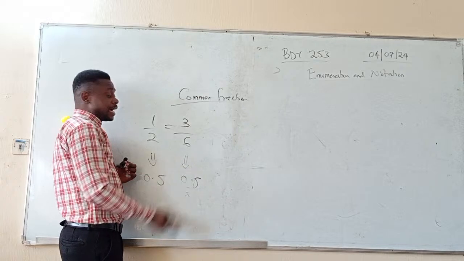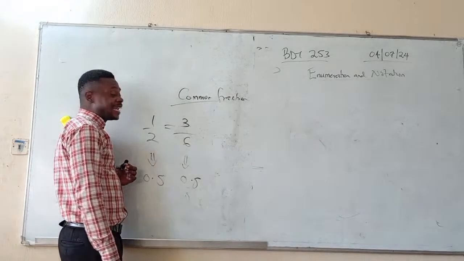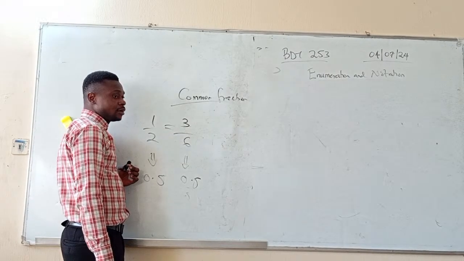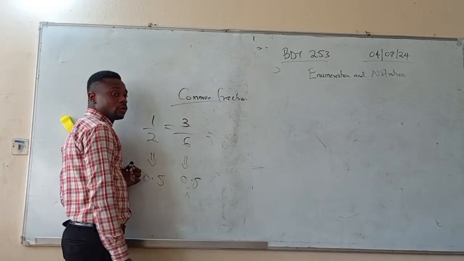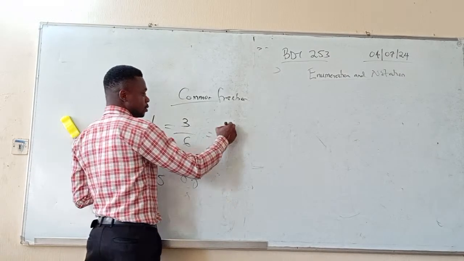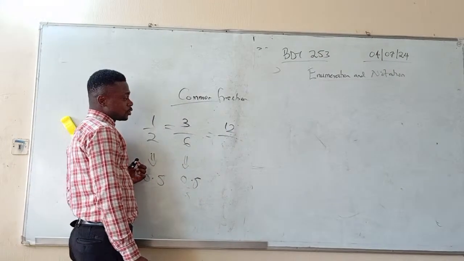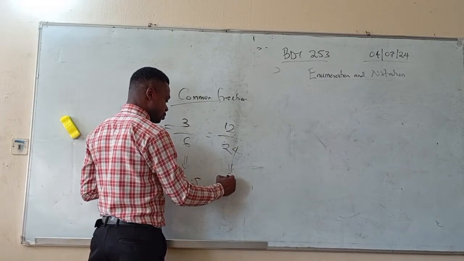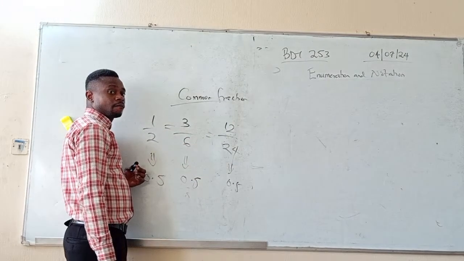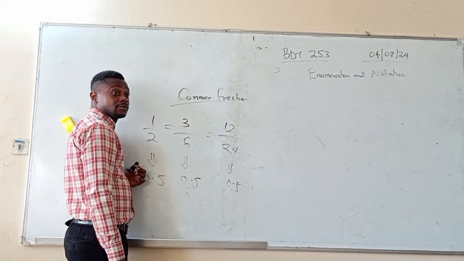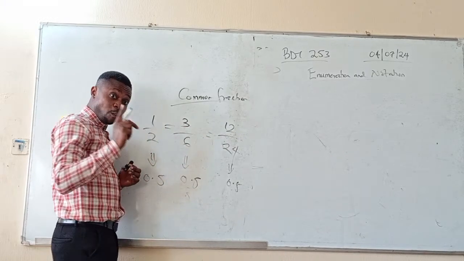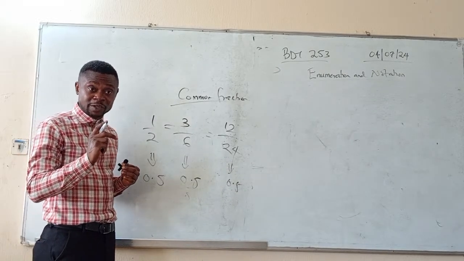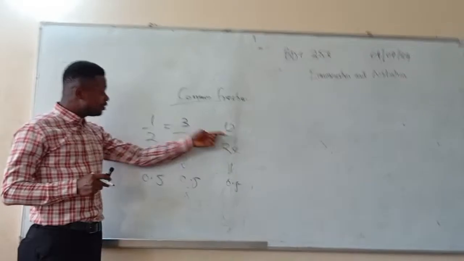I can decide to multiply with any other number I like. Multiply by 4. 3 times 4 is what? 6 times 4 is what? 12 divided by 24 is what? They are equivalent fractions, even though the magnitudes of their numerators and denominators are not the same. Do they have the same numerator and denominator?